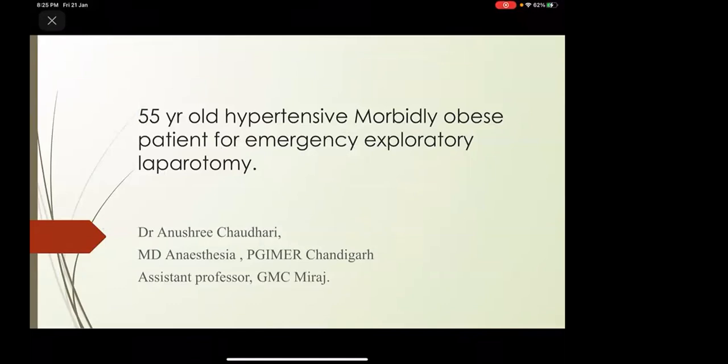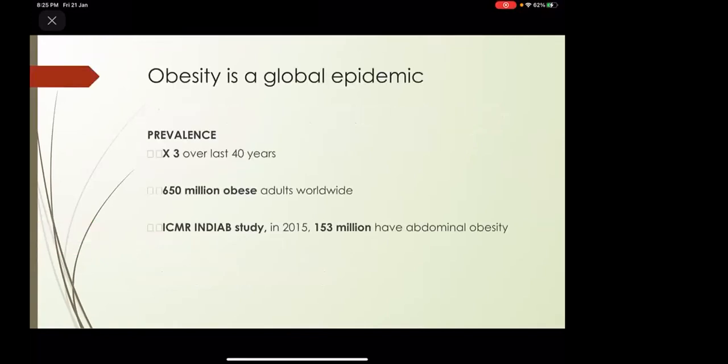First of all, I'm very thankful for giving me this opportunity to present my approach of the anesthetic management of a 55-year-old hypertensive, morbidly obese patient who has been posted for exploratory laparotomy. Obesity, as ma'am has told, has become a global epidemic. Over the last 40 years, the prevalence has increased by 3 times. Worldwide, 650 million adults are obese, whereas in India, 153 million have abdominal obesity, according to an ICMR India B study, which was done in 2015.